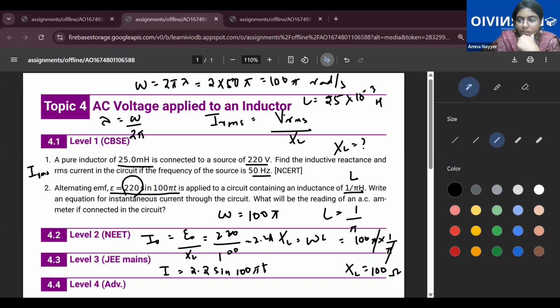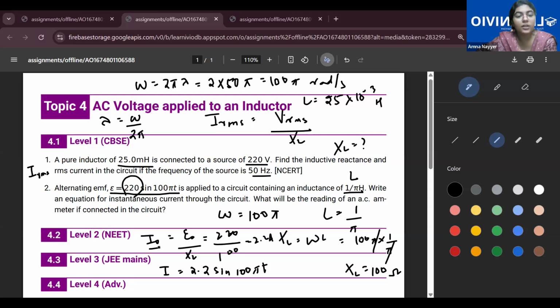Current you have got, okay, value of EMF you already have. So whatever is the peak value of current is actually your answer. That is the reading of the ammeter, if it is connected. It will give us the peak value only, right? No, ma'am. It will give us the RMS value.